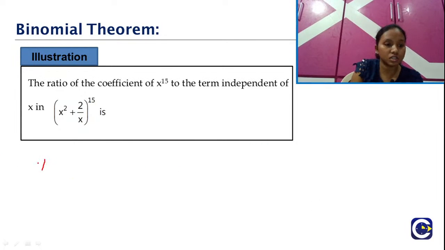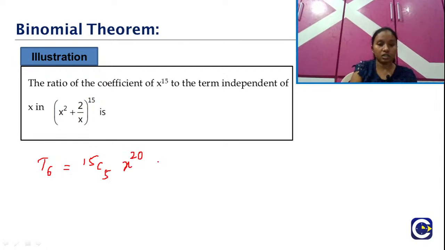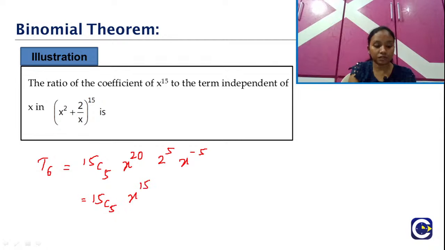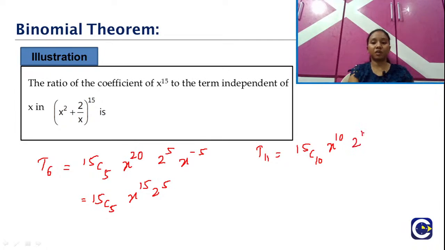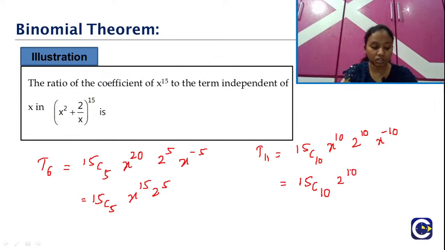Or else we'll try to make it easy. So let's find T6 first. T6 equal to 15c5 x power 20 and then 2 power 5 x power minus 5 here. That means 15c5, x power 15 into 2 power 5. Right, so let's go for the 11th term, that is 15c10 and then x square into 5, so x power 10 here, and then 2 power 10 into x power minus 10. So this x power minus 10 and plus 10 will get cancelled. We'll have 15c10 into 2 power 10.